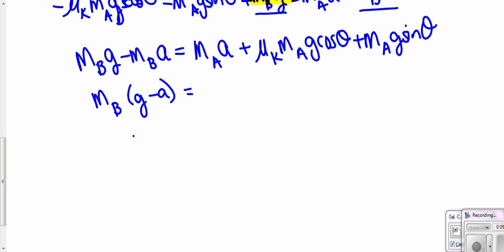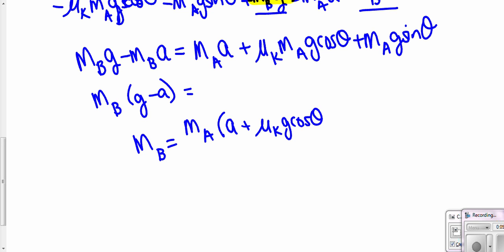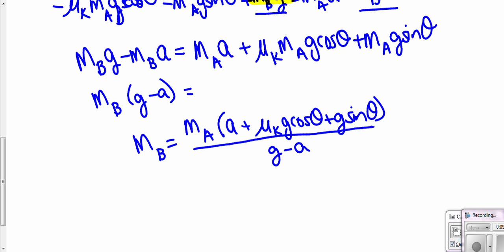And so your last step, bring it all up in here. Now, notice mass of A is a constant, so you could totally factor that out. And I'm going to do that just so I don't have to write it again. And that leaves you with A plus mu K G cosine theta plus G sine theta all over G minus A.